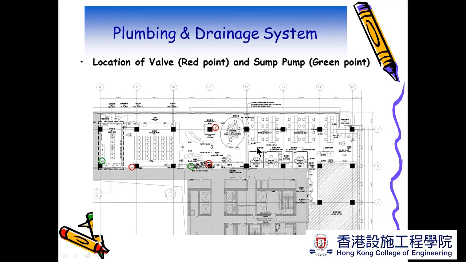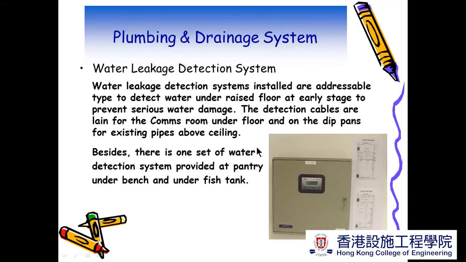Water leak detection. Because we are using a raised floor here, inside the comms room we install a water leak detection system, with the cables running around. Usually this water leak detection system has a simple electrical wiring cable, which changes its resistance when water is present, and it can also tell how many meters away from the main panel the water was found.